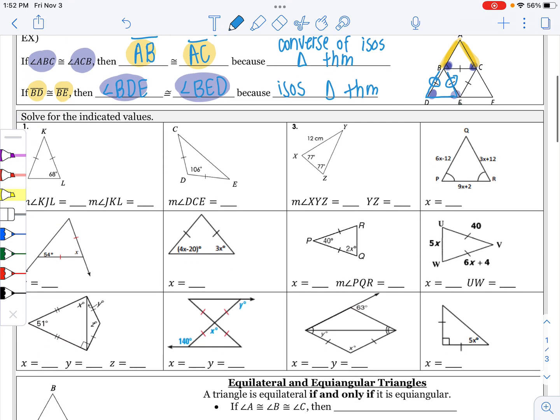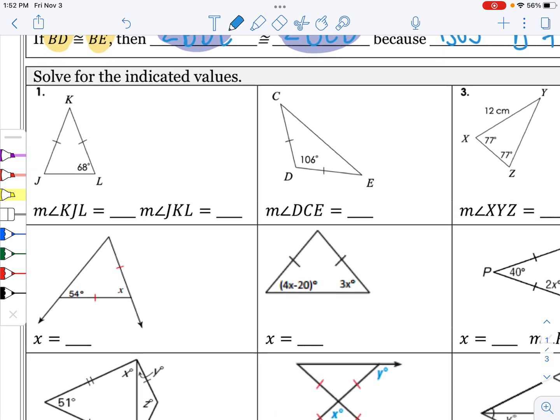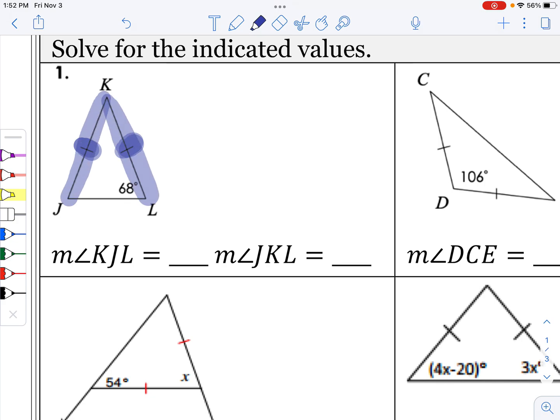All right. So now we're going to actually start using some algebra and some numbers and actually just do a little bit of math on these triangles. So it says solve for the indicated values. So number one is an isosceles triangle. I know that because the legs are marked as congruent. And so those are my legs. And then here's my base.